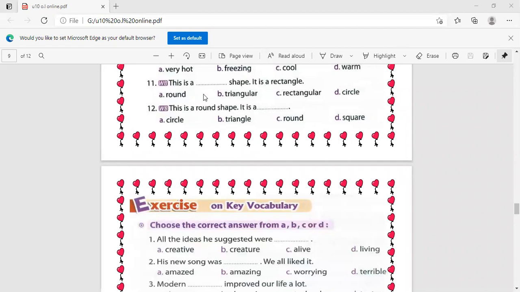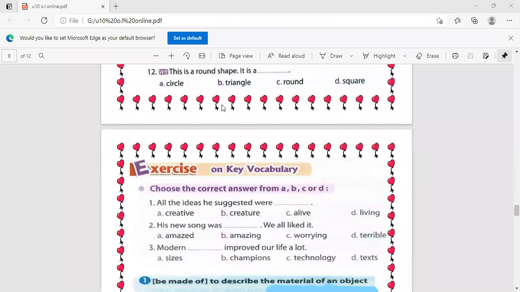Number 11, please, quickly. This is a shape. It's a rectangle. Round, triangular, or rectangular? Rectangular. Okay, thank you. Excellent. Rectangular. Okay, number 12.